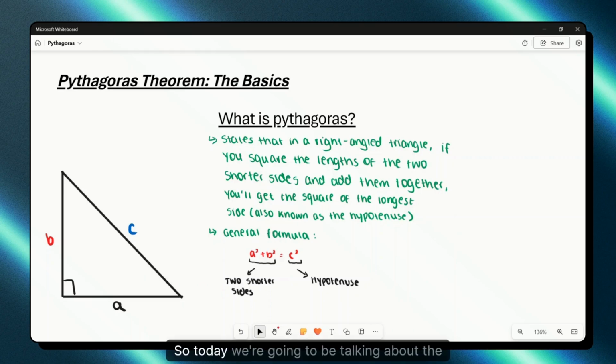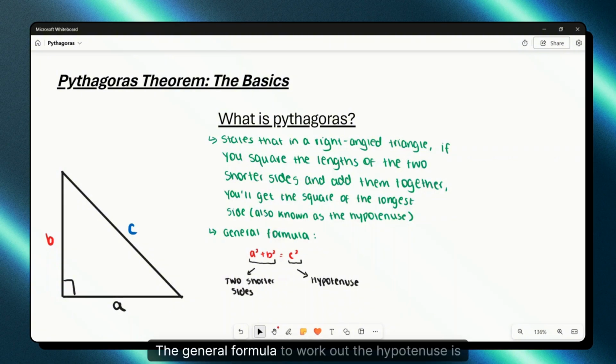Alright everyone, so today we're going to be talking about the Pythagoras Theorem. So first, what is Pythagoras? Pythagoras states that in a right-angled triangle, if you square the lengths of the two shorter sides and add them together, you'll get the square of the longest side, which is also known as the hypotenuse.